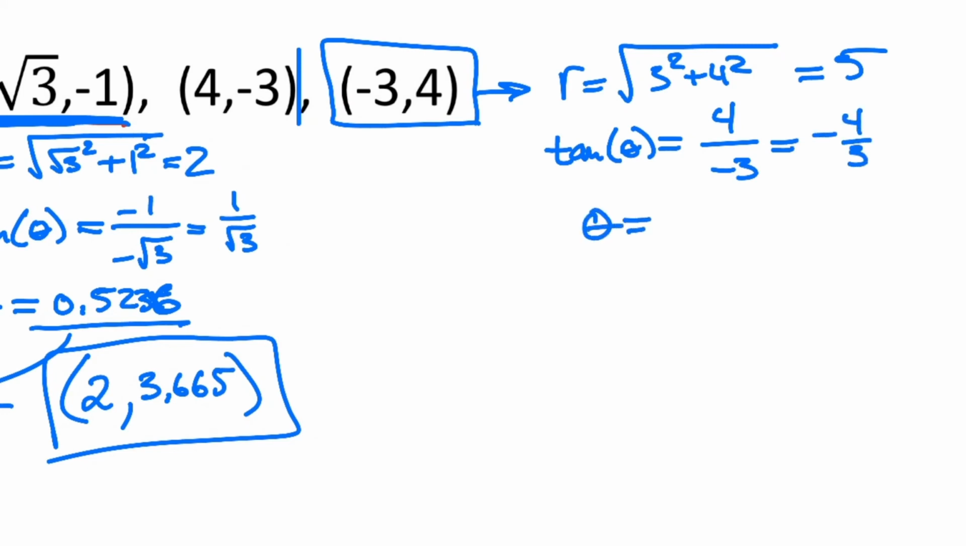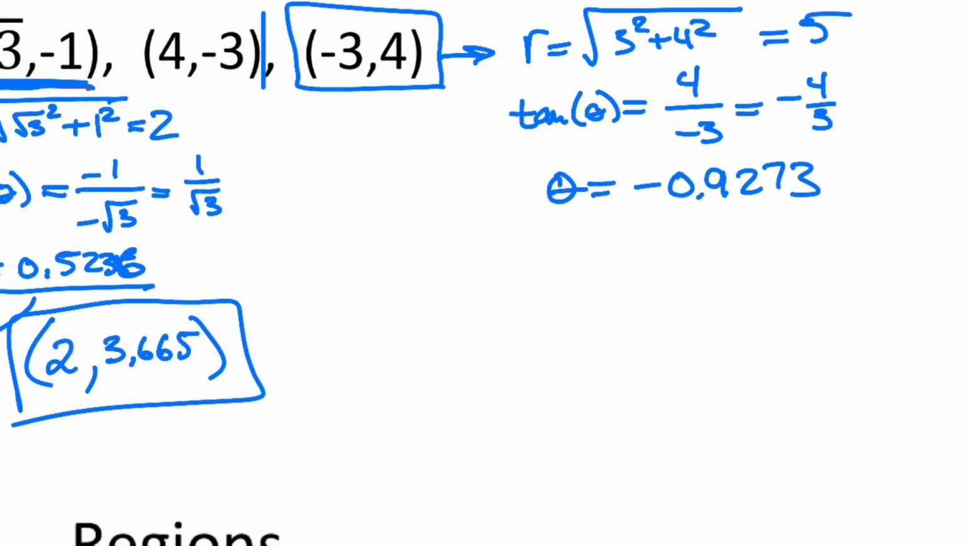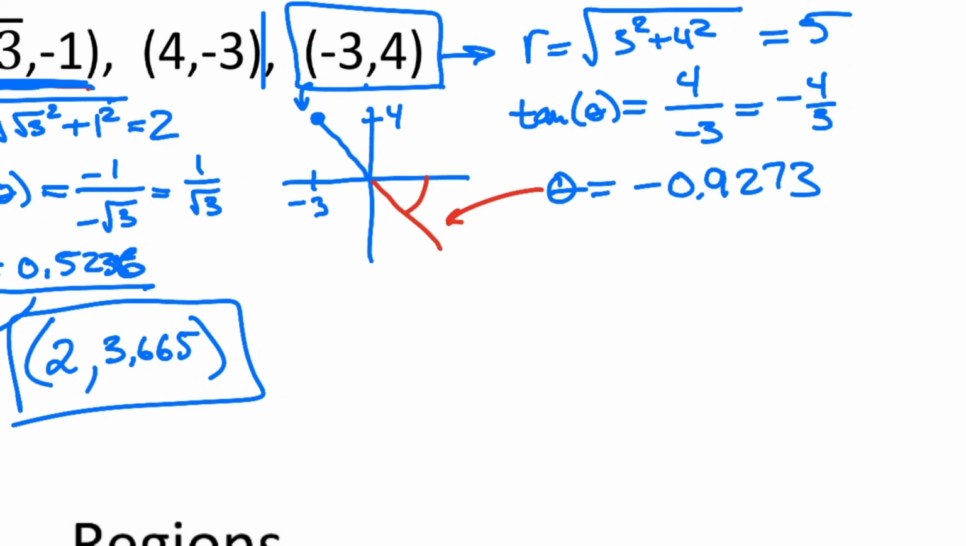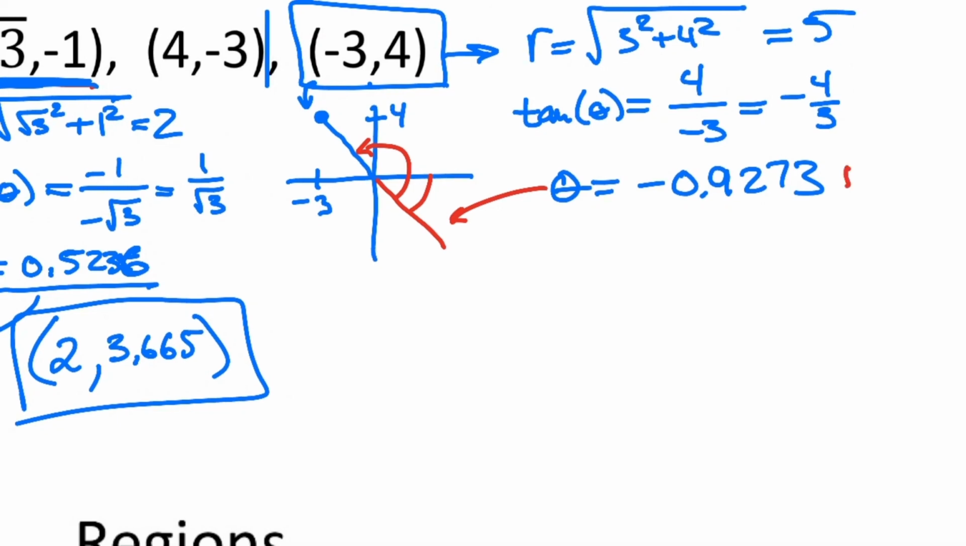That means that theta, well, let's see what we get when we do the inverse tangent of -4/3. I do that on my calculator and I get -0.9273. That is clearly not the right angle because this point, when I graph it, I go -3 and up 4. That's this point. Whereas this angle is actually down here in this quadrant. So that angle is the wrong direction. So once again, I'm going to have to add pi to this to get the correct angle.